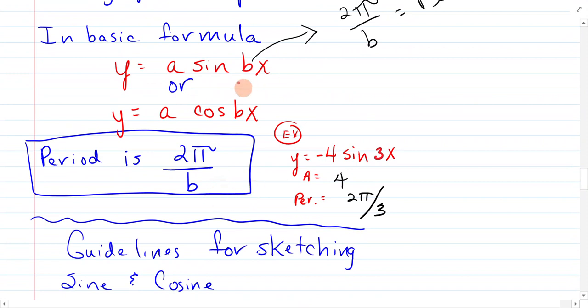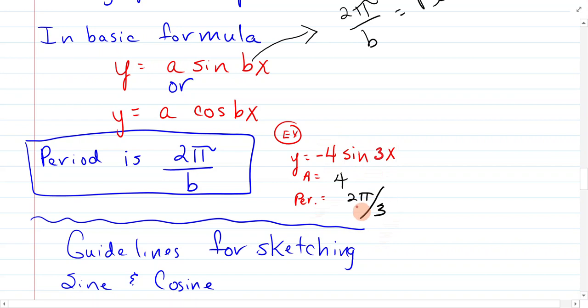If there's no number in front, that's understood to be a 1, and your period is 2 pi like we said. But look at this one: y equals -4 sine 3x. The amplitude is 4 because it's the absolute value of this one. The period is 2 pi over this number, so 2 pi over 3. That means it's going to be squinched in more.